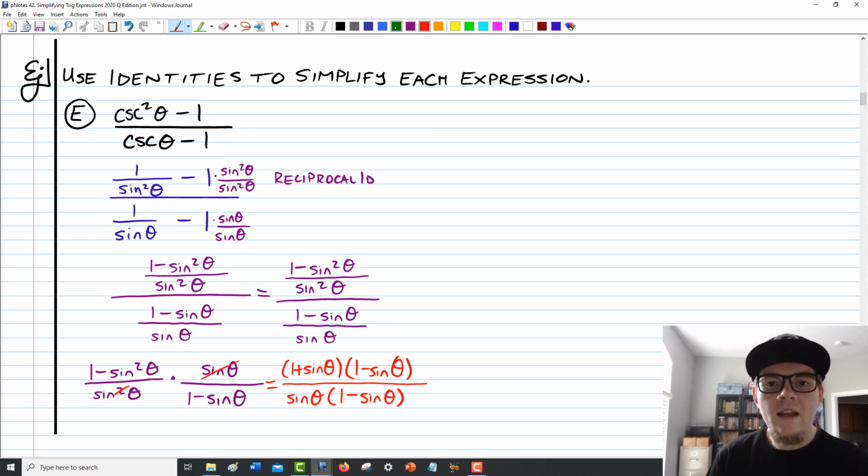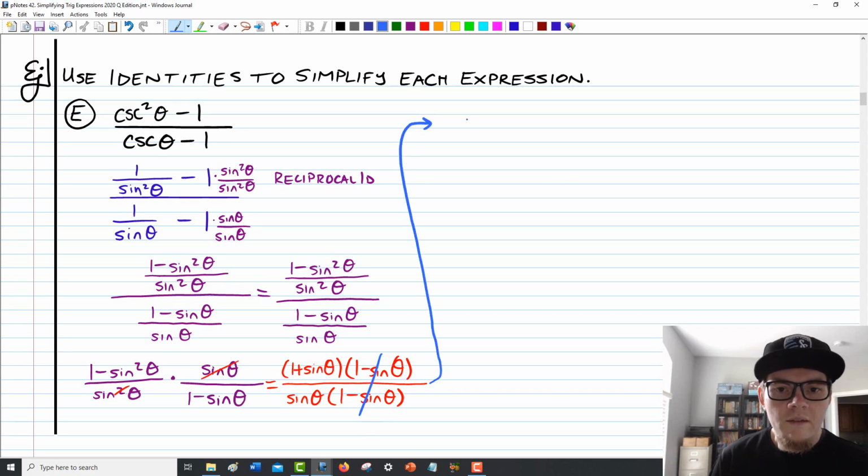Now, did that accomplish anything? I would argue it definitely did. Take a look. We've got 1 minus sine of theta over 1 minus sine of theta. They're gone. That leaves us with the expression, which I'll write up here, 1 plus sine of theta divided by, well, sine of theta.